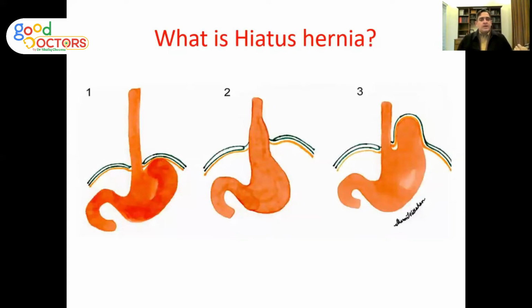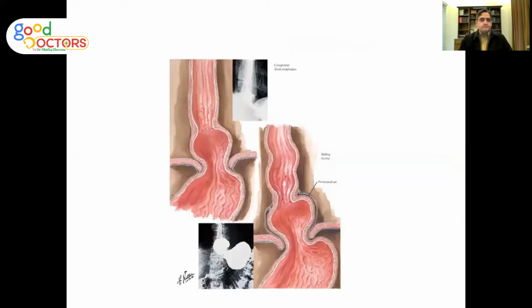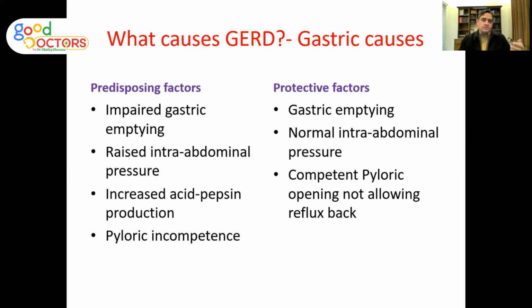Hiatus hernia is simply the passage of part of the stomach above the diaphragm. It may be through the same opening through which the esophagus is coming down. In that case, it will be a sliding hiatus hernia, or the fundus of the stomach may pass up into the chest. That is basically a paraesophageal hiatus hernia, but it's the sliding hiatus hernia which is primarily responsible for reflux of the gastric contents into the distal part of the esophagus.